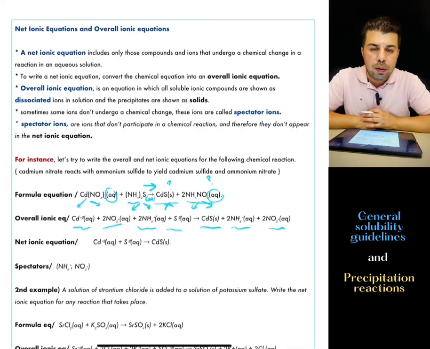What about the net ionic equation? Net ionic equation is an equation that includes only the ions that lead to form the precipitate.